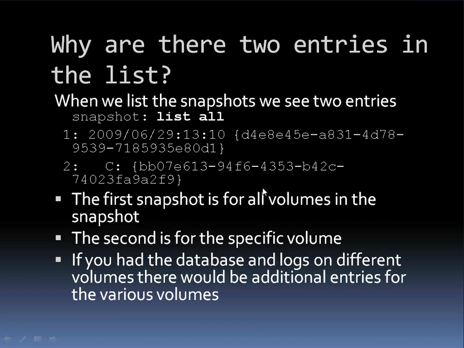If I had the C drive for the system and then D for the database and E for the logs, I'd see a total of four entries: the total snapshot, the system drive, the database drive, and the log drive. So that's all these are, but primarily we focus on the first one. We just mount this snapshot, but again, we can actually hook in individually and mount individual drives if we did want to.